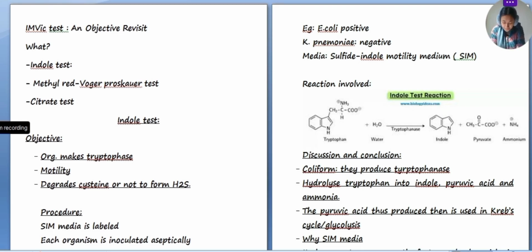After all this, if a positive result is there, then it would show a cherry red color, and if the result is negative, then such color would not be seen. And the procedure is as follows: firstly, the SIM media has to be labeled, then each organism needs to be inoculated separately, and then incubation must be done for 48 hours at 37 degrees Celsius. Four to eight drops of Kovacs reagent need to be added and mixed. A cherry red color would be observed on the surface. Black hydrogen sulfide precipitate needs to be observed, and afterwards motility is also observed. This is the first one, which is the indole test. Thank you.